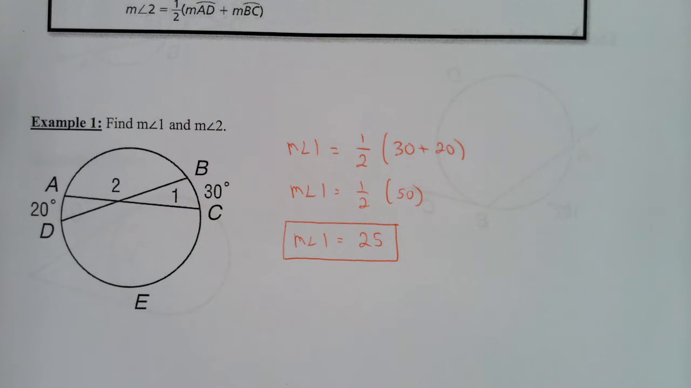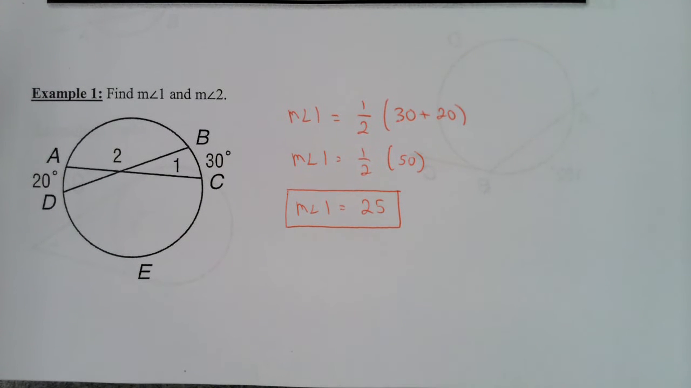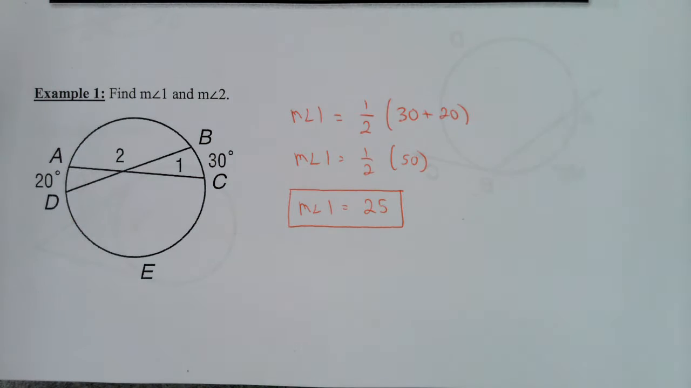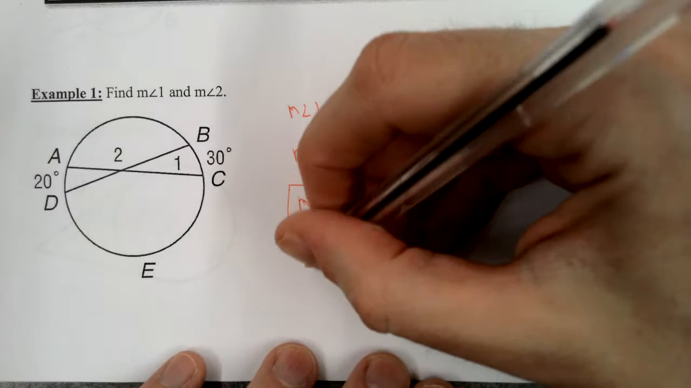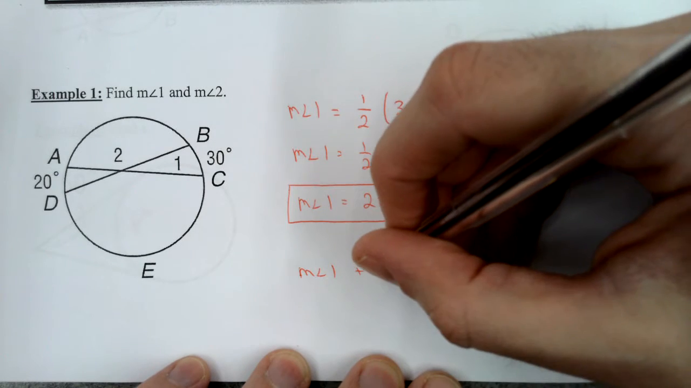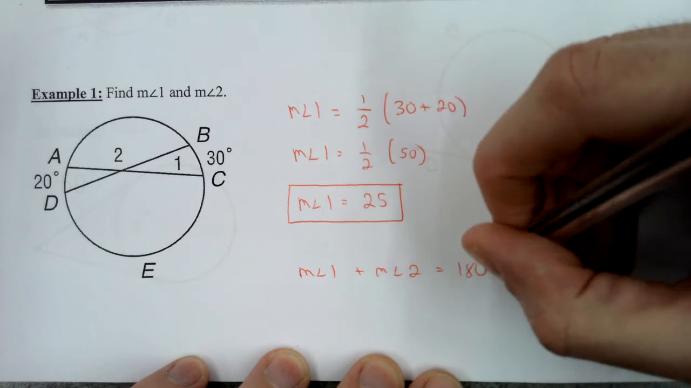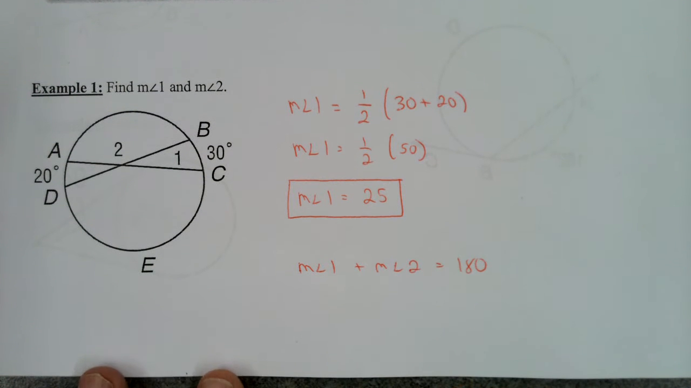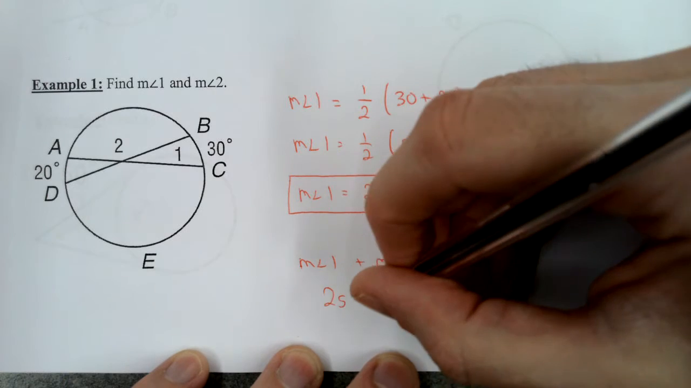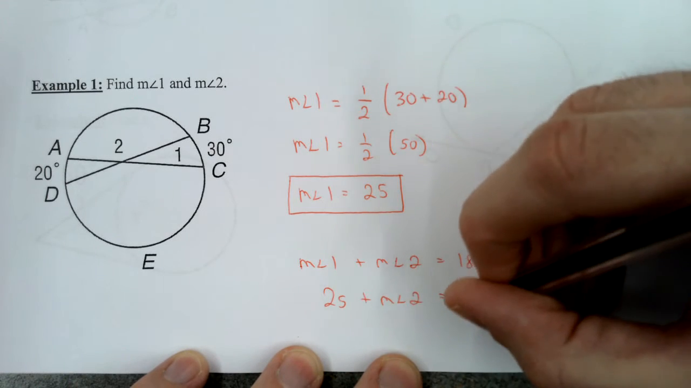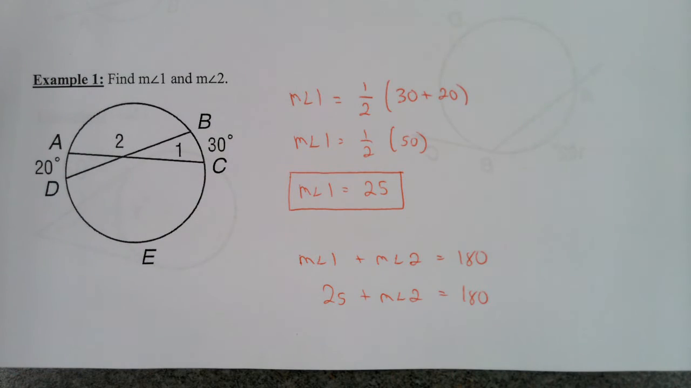Now there's 2 ways to get the measure of angle 2. Let's start by doing what I think is the fast way. 1 and 2, that's still a linear pair, so they still add to 180. So I can say that the measure of angle 1 plus the measure of angle 2 equals 180. We just established that the measure of angle 1 is 25. So 25 plus the measure of angle 2 equals 180. 180 minus 25 equals 155.